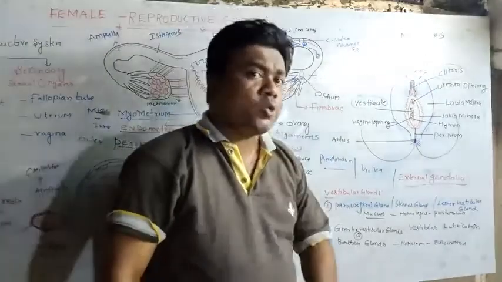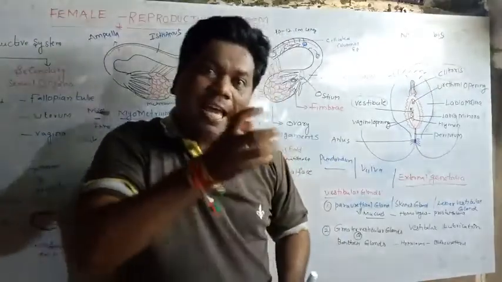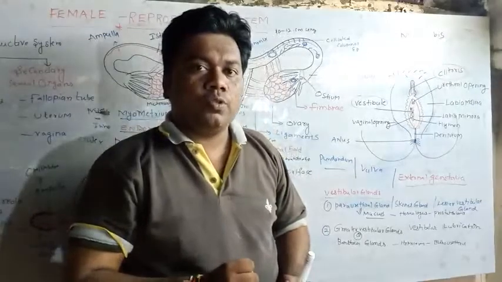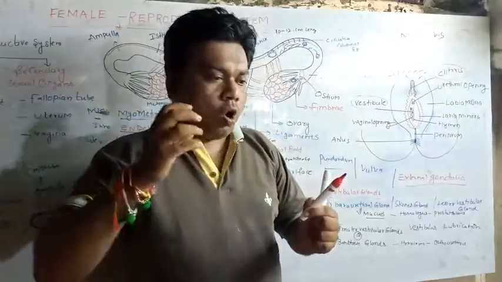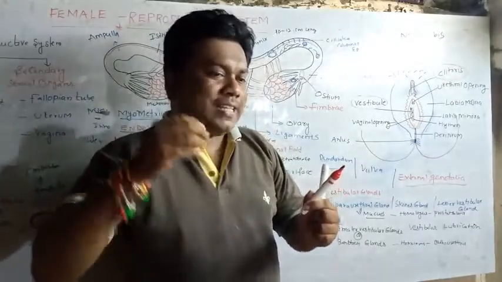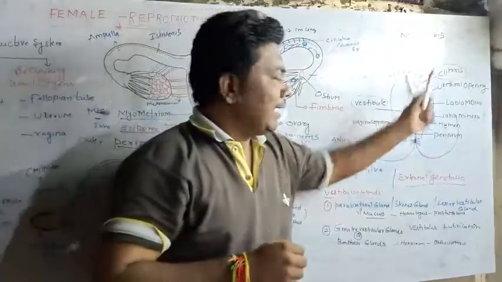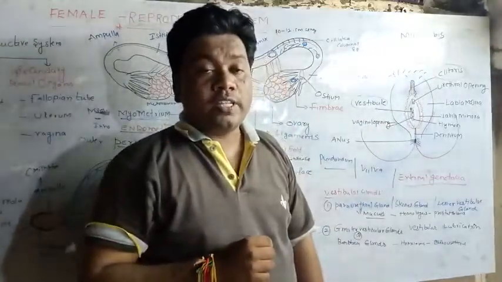Why is it homologous to the penis? It has an erectile nature. When oxygen and blood are supplied in large amounts to the clitoris region, during that time, what happens?